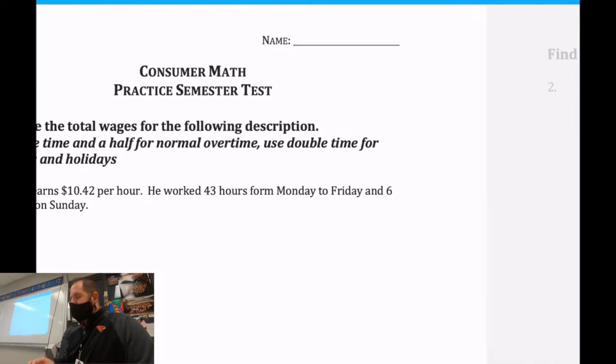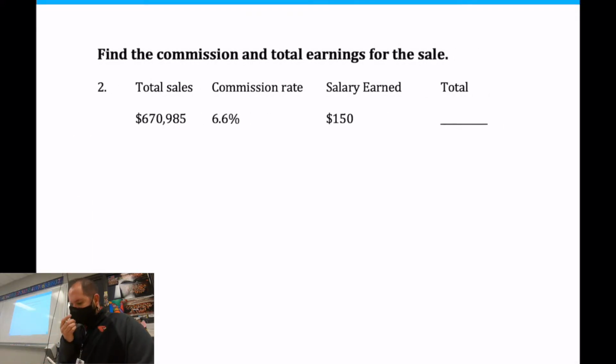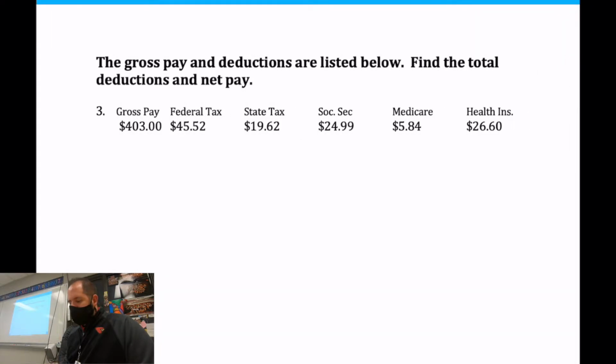We did the commission problem where you had to figure out how much money you're making off this commission sale. Maybe it's farm equipment, or maybe you sold a house or something like that. And then we finished with this, gross pay, net pay kind of a thing where you had to take out your taxes and all the deductions and all that good stuff to figure out your net pay. All right. But those are the 3 we did yesterday. Is there any questions about any of those 3 in particular? Maybe there's something you don't remember or you're confused about.